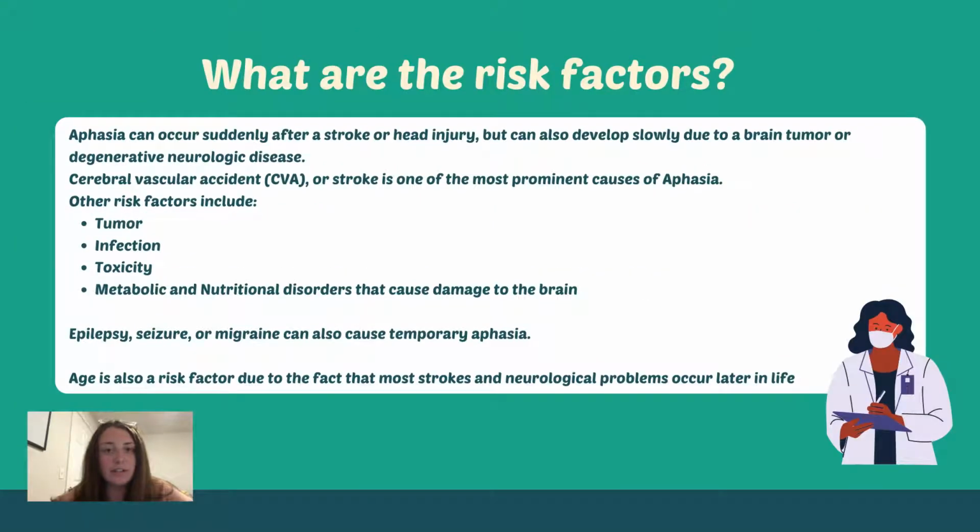What are the risk factors associated with aphasia? Aphasia can occur suddenly after a stroke or head injury, but can also develop slowly due to a brain tumor or degenerative neurological disease. Cerebrovascular accident, CVA, or a stroke is one of the most prominent causes of aphasia. Other risk factors include tumor, infection, toxicity, and metabolic and nutritional disorders that may cause damage to the brain.